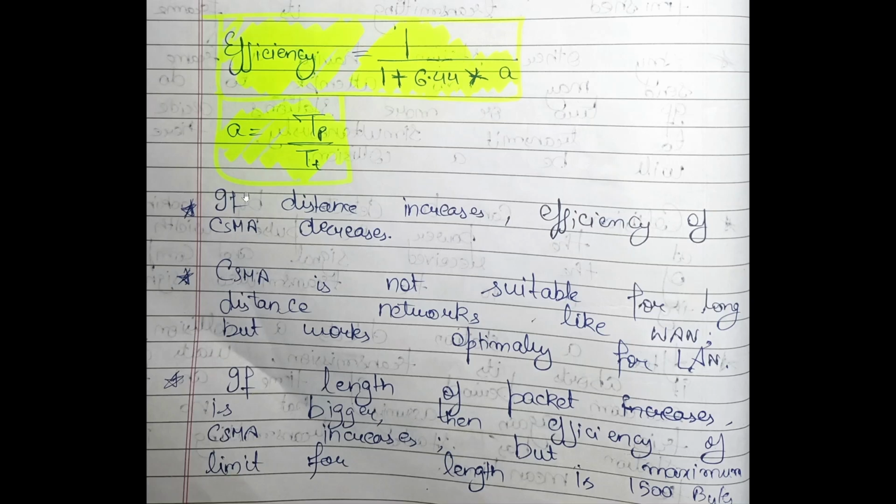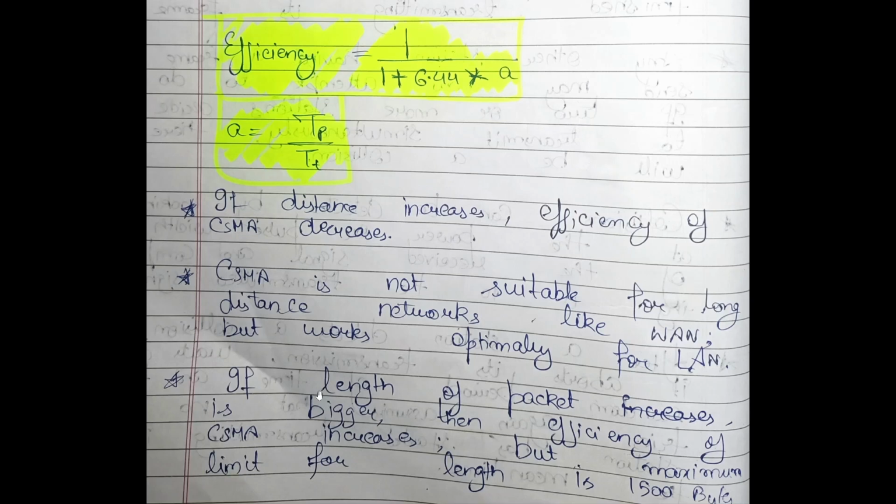Now these are the points which can help you comprehend the answer. There are many questions like that where you have to think this way: if the distance increases, then the efficiency of CSMA will decrease. So this might help you in a lot of questions. Now, CSMA is not suitable for long distance networks like WAN, but works optimally for LAN. This could also be asked in an MCQ, so better be prepared.